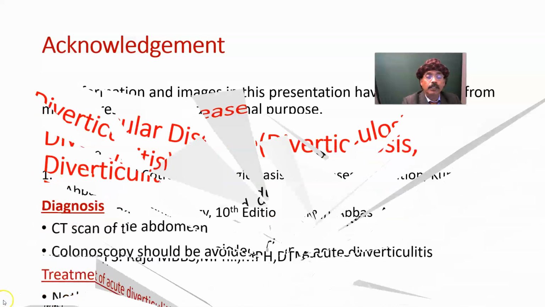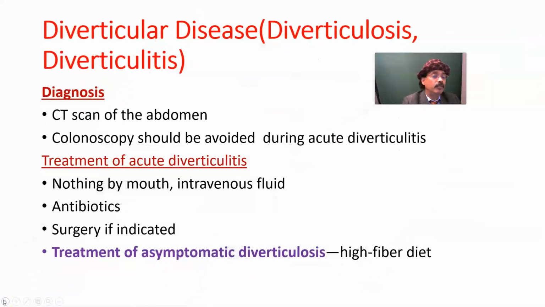So we got that here. Diagnosis, CT scan of the abdomen. Colonoscopy should be avoided during acute diverticulitis. Treatment: nothing by mouth, intravenous fluid, antibiotic, surgery if needed. That should be determined by the surgeon. Treatment of asymptomatic diverticulosis, high fiber diet.